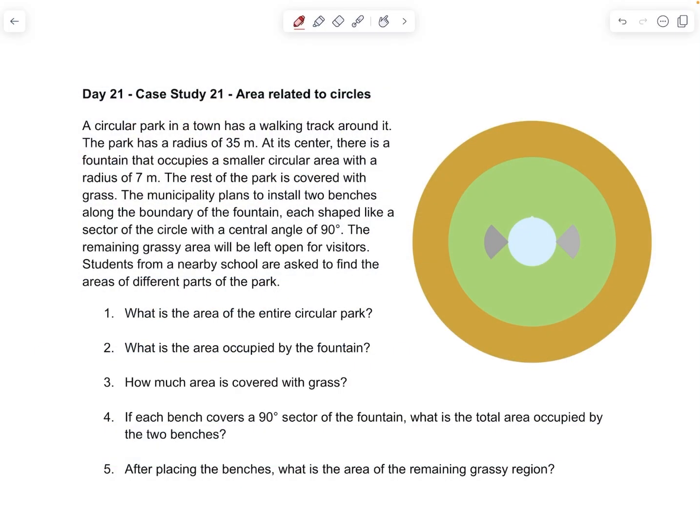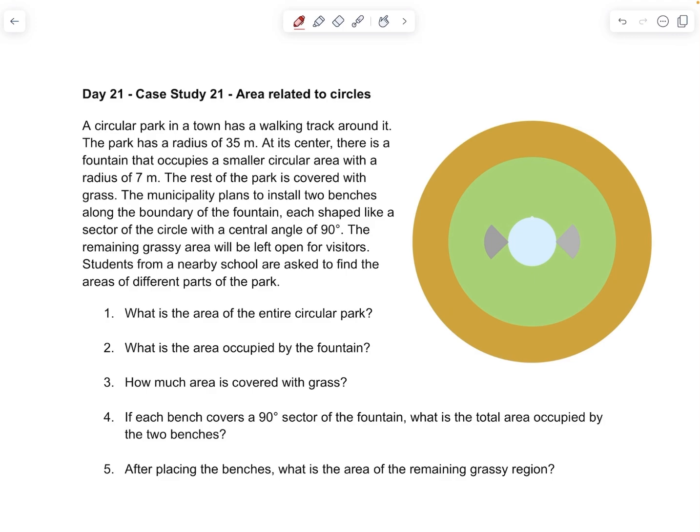A circular park in a town has a walking track around it. The park has a radius of 35 meters. At its center, there is a fountain that occupies a smaller circular area with a radius of 7 meters. The rest of the park is covered with grass. The municipality plans to install two benches along the boundary of the fountain, each shaped like a sector of the circle with a central angle of 90 degrees. The remaining grassy area will be left open for visitors.